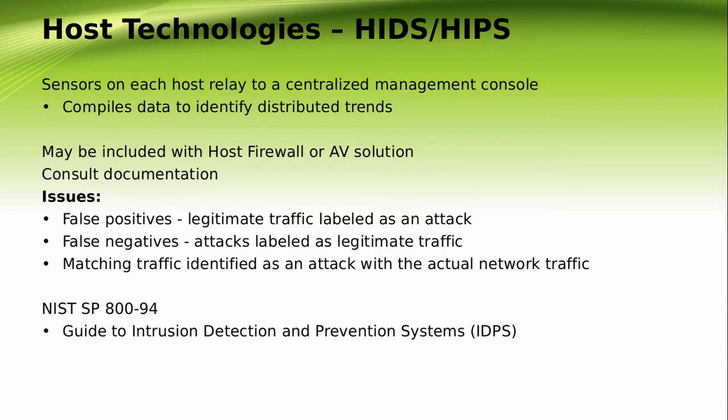On the screen, the sensor on each host relays to a centralized management console, which compiles data to identify distributed attacks. It includes the false positive, legitimate traffic labeled as an attack, and the false negative, an attack labeled as legitimate traffic. A match is traffic identified as an attack that matches actual network traffic. In NIST SP 800-94 you can see more information and a guide to intrusion detection and prevention systems. We talked about that in the previous session, so you can also go through more about those ideas.